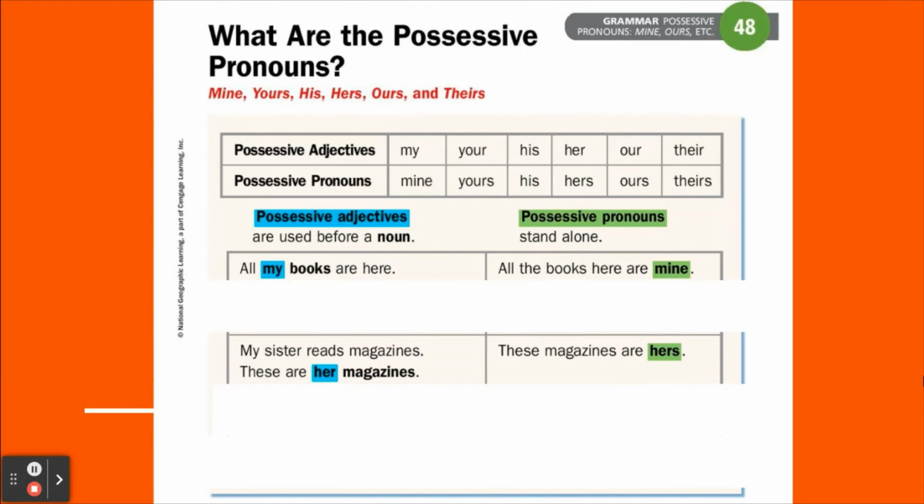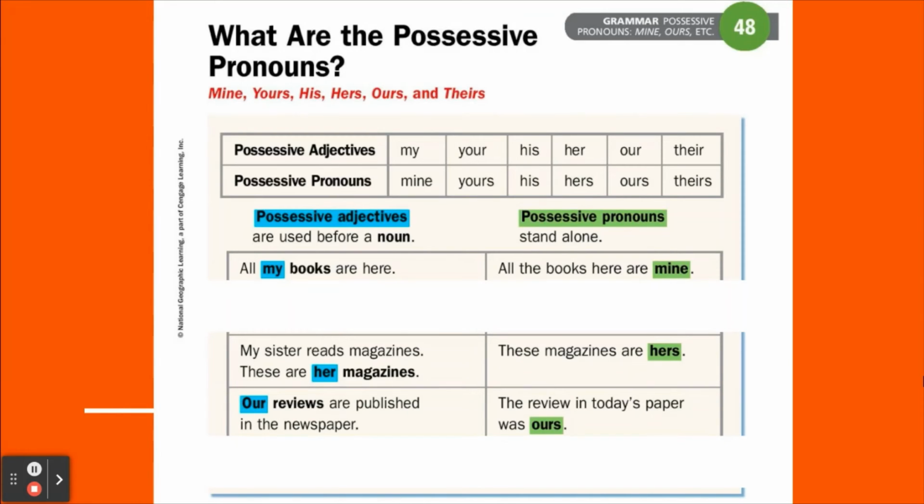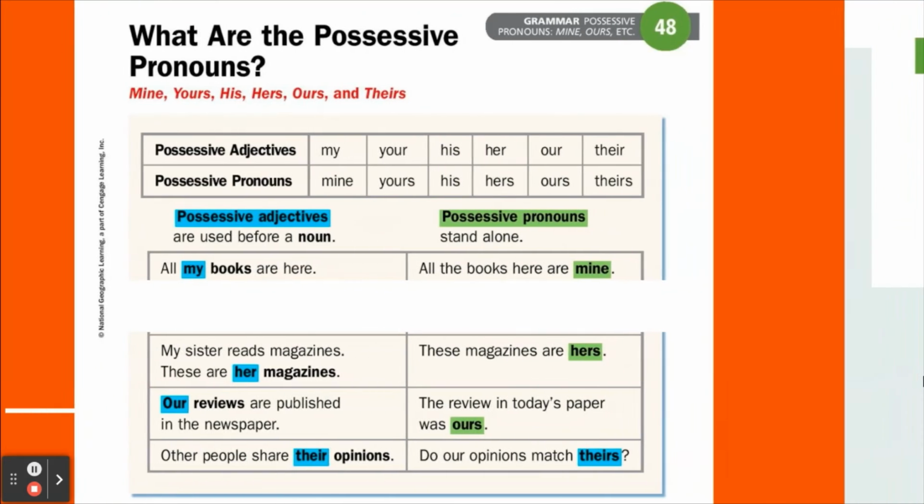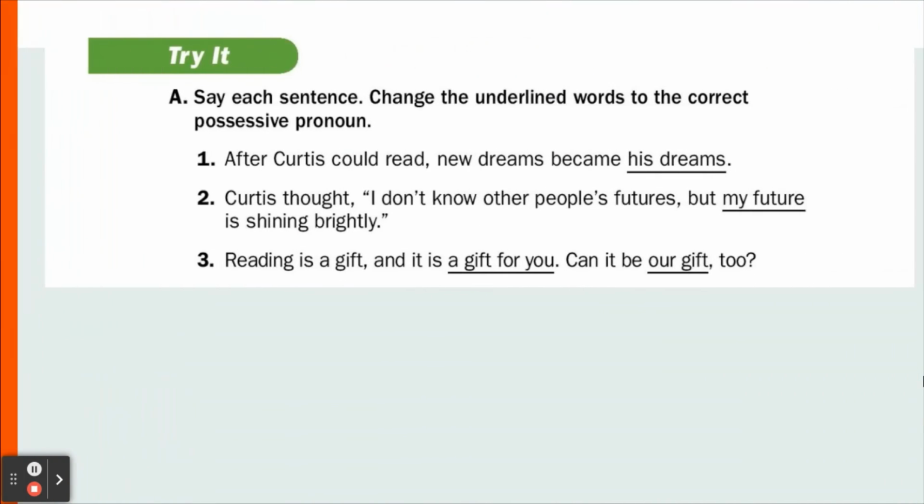Okay, here we go. My sister reads magazines. These are her magazines. These magazines are hers. Okay, you see? So they are alone. Our reviews are published in the newspaper. The review in today's paper was ours. Okay. Other people share their opinions. Do our opinions match theirs? And we are going to try it.